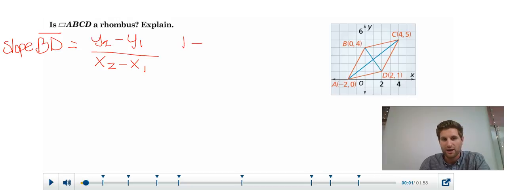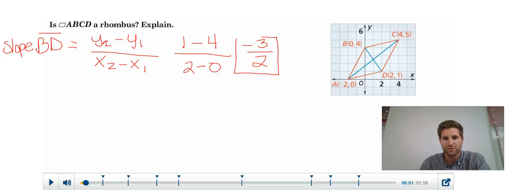minus y1, which is 4, and then x2, which is 2, minus x1, which is 0. So this is going to be negative 3 over 2, and that's my slope. Okay, so here's my slope, negative 3 over 2.